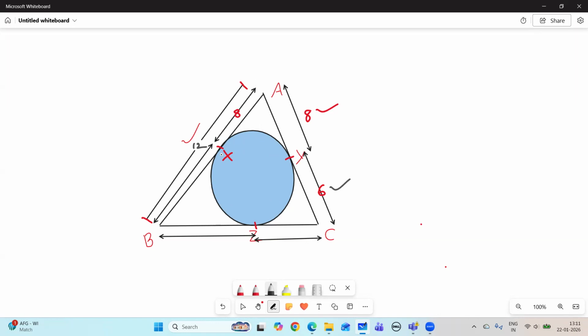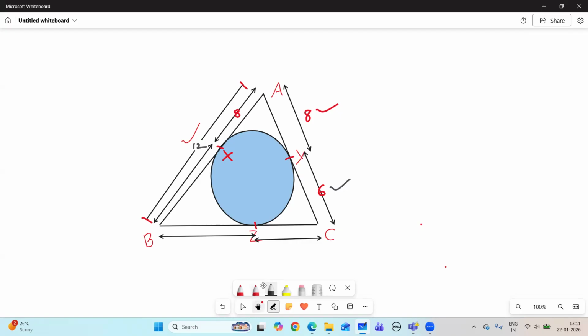We are given the points of contact to be X, Y, Z, and the length of side AB to be 12 units and the length of tangent AY to be 8 centimeters. From C, we have two tangents, CZ and CY. The length of CY is given to be 6 centimeters. We are asked what is BC.